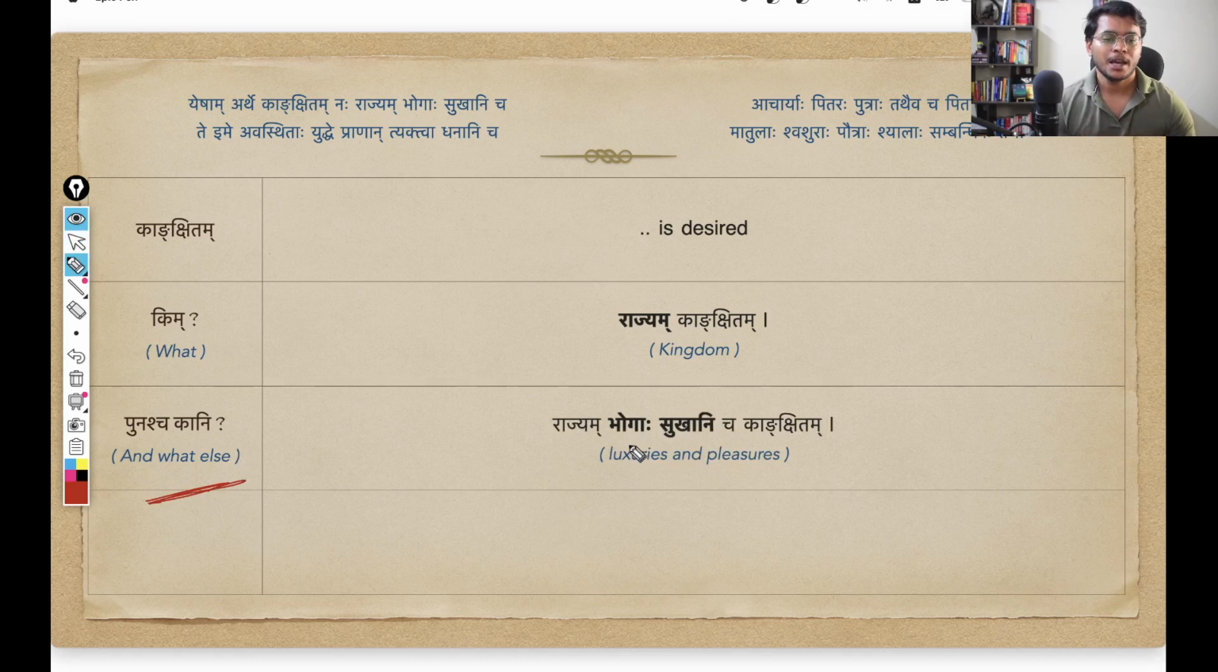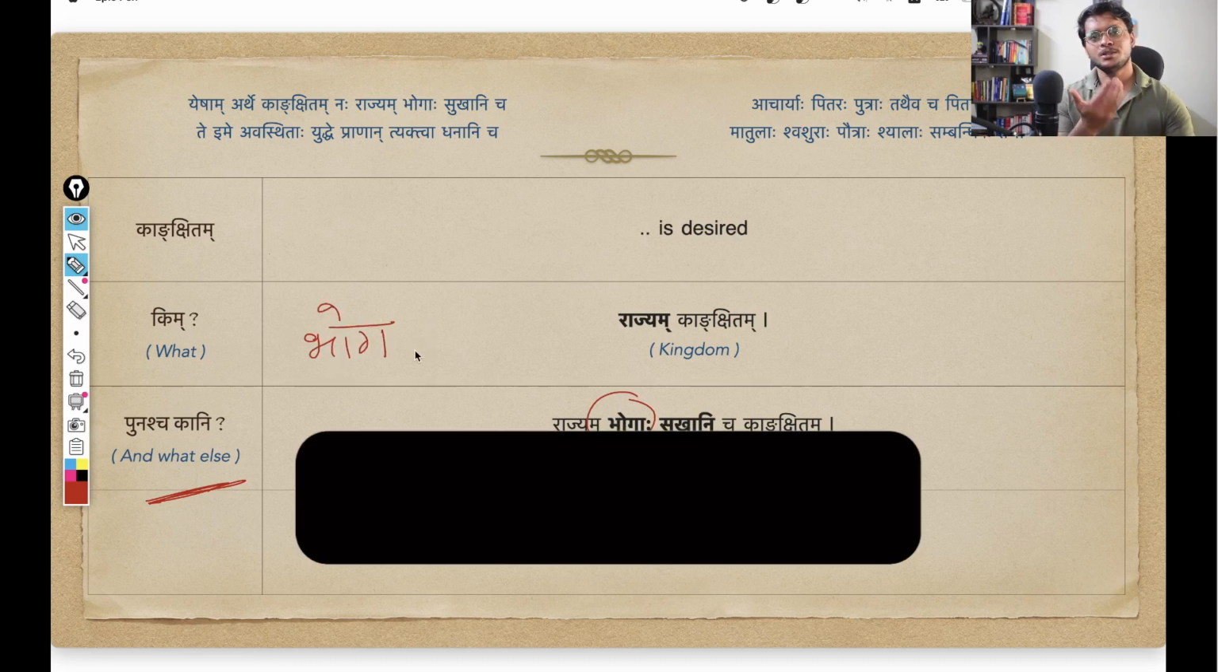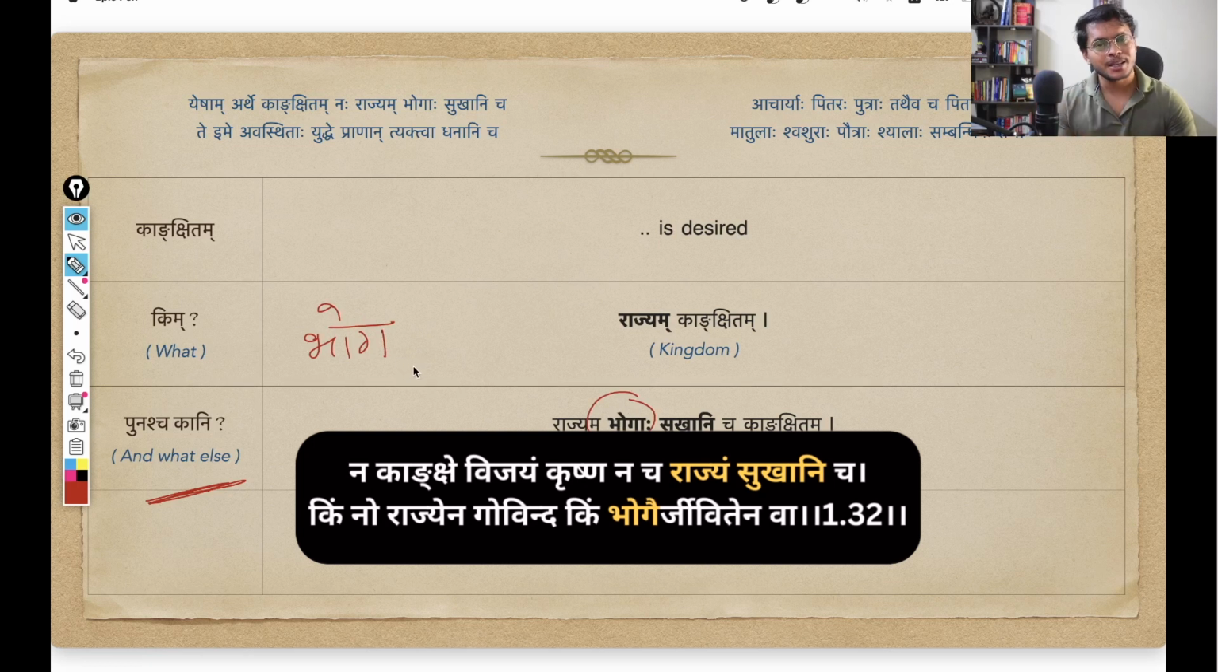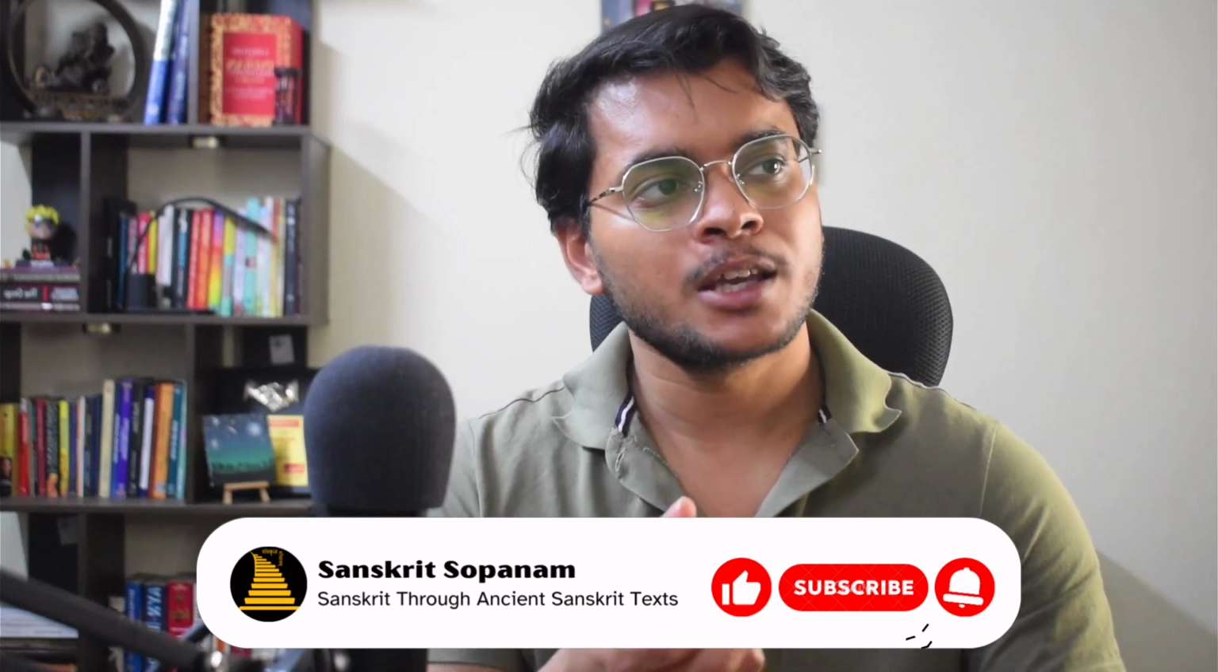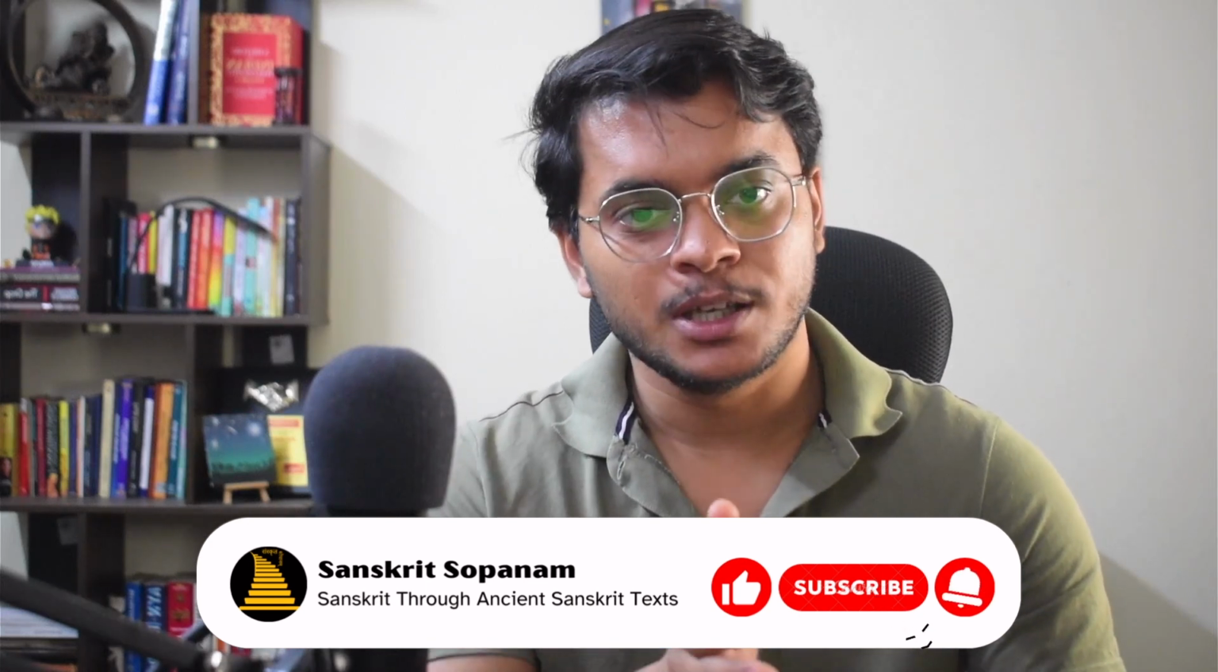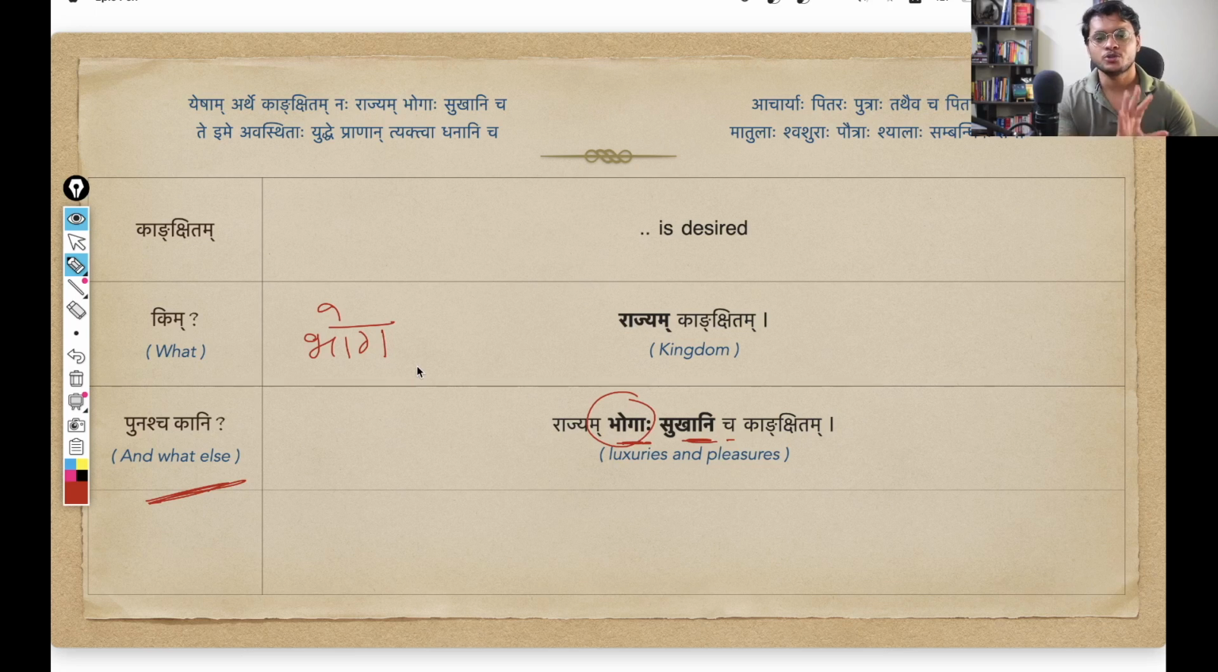What else is desired? And we have two more things, bhogaha sukhani cha kangshitam. So this bhogaha is obviously coming from the word bhog. And again, we have seen similar words in the previous shloka. And this is just like a continuation of the previous shloka. In the previous shloka, Arjuna was saying, I don't desire the kingdom, nor the luxuries or the pleasures that come along. I don't desire any of that. In this shloka, he is again going to prove that point only. He is rather giving more concrete arguments in this shloka, that we will see, on why I don't desire these things, why this entire prospect of war is not a good idea. So again, he is just giving more and more arguments to his insecurities, to his fear. That is what we are going to see in the shloka.